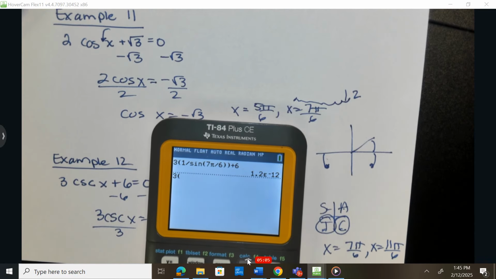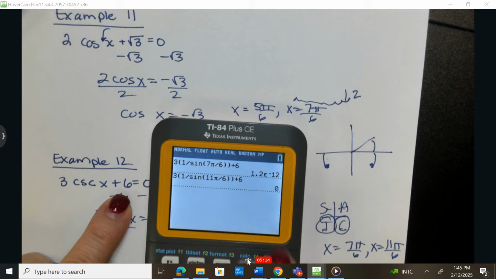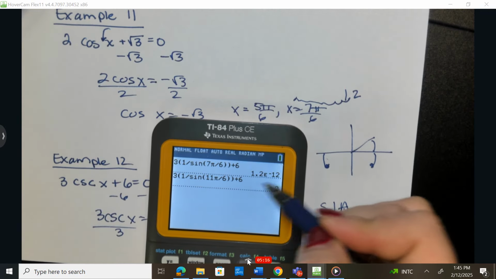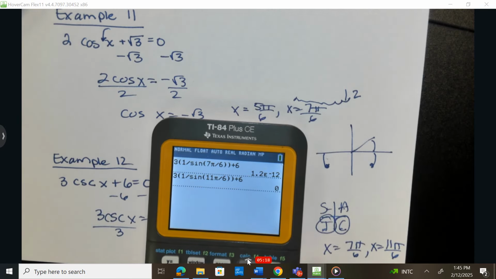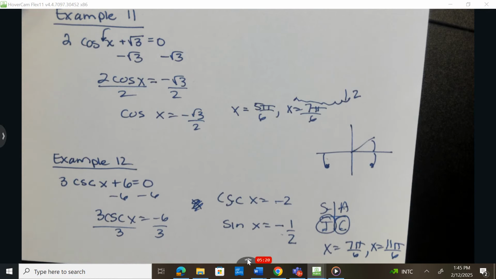3, and I have 1 divided by the sine. Again, I'm going to go with 11 pi divided by 6, and I'm going to add 6 to this, and we get an answer of 0. This, in scientific notation, is basically 0. So they both work out. Let's look at example number 13.